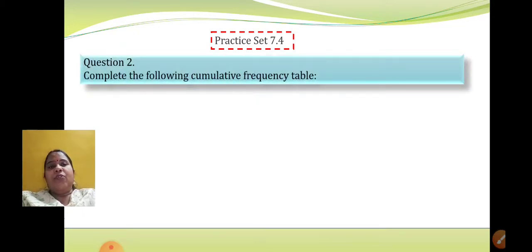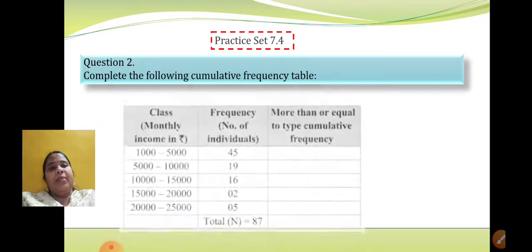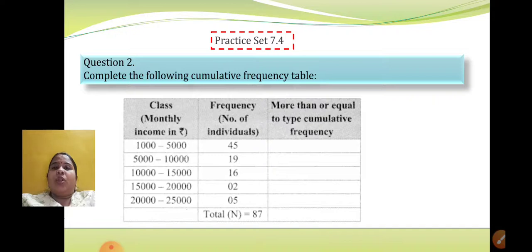Based on this, we will solve one practice set sum, that is 7.4 question number 2. This is: complete the following cumulative frequency table. Again a table is given and we need to solve it and get the values of more than type. See how the classes are given. The classes are continuous: 1000 to 5000, 5000 to 10,000, 10,000 to 15,000, 15,000 to 20,000, 20,000 to 25,000. Then frequencies are given to us. What are they asking us to find? More than or equal to cumulative frequency.